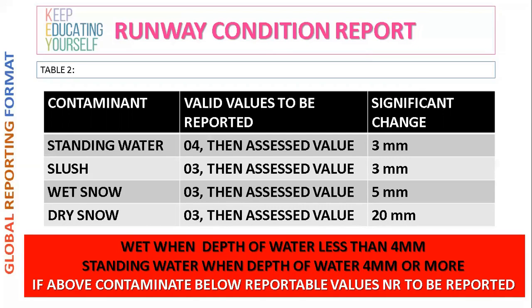So first, if the contaminant is standing water, the minimum reportable value is 0.4. Whatever the actual value is, you have to report it. And for a significant change, if it is 3 mm from the previous reporting, then it's a significant change. Then for slush, the valid value to be reported is 0.3 mm and the significant change is 3 mm. Wet snow, valid value to be reported is 0.3, then significant change is 5 mm. Dry snow, the minimum valid value to be reported is 0.3 and 20 mm is the significant change.